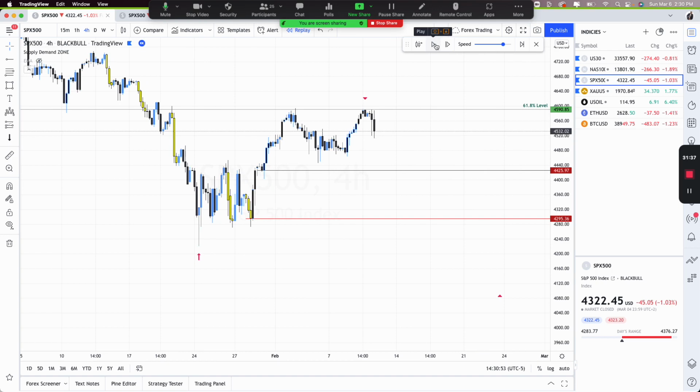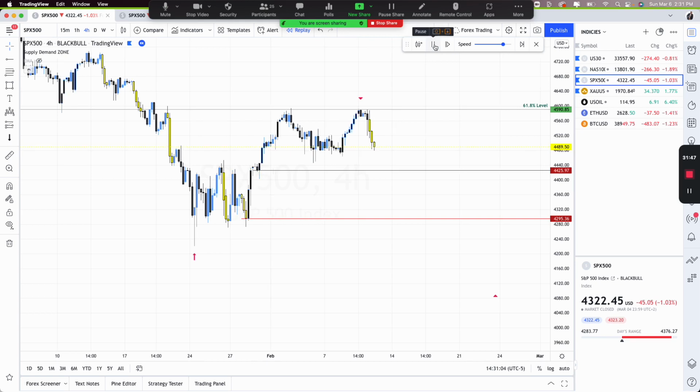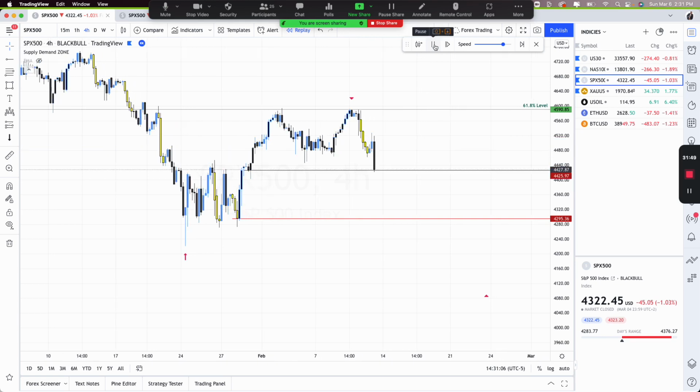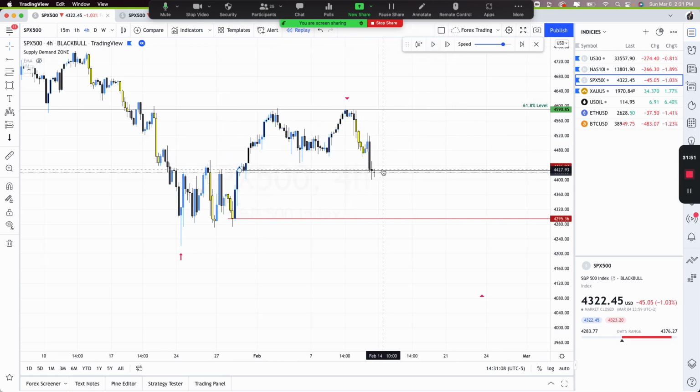Now, I know some of y'all panicking because it returned to your entry. It doesn't matter. Your take profit is above these. Let's keep going. Uh-oh. Money. First target hit. Let's keep the party going.